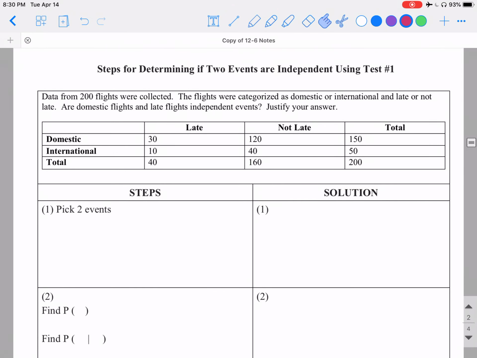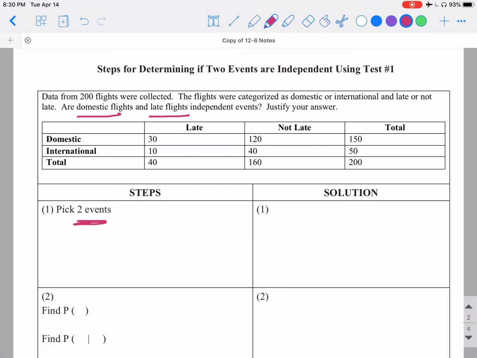So we have data from 200 flights collected. The flights were categorized as domestic or international and late or not late. We want to figure out, are domestic flights and late flights independent events? So first we want to start with our two events, which they already tell us on the top. We're going to use domestic flights and late flights.